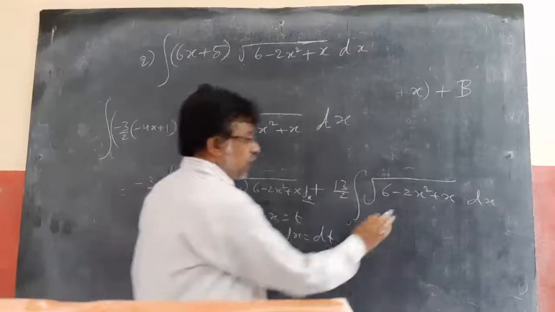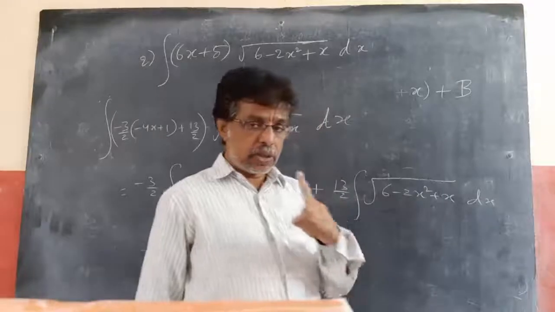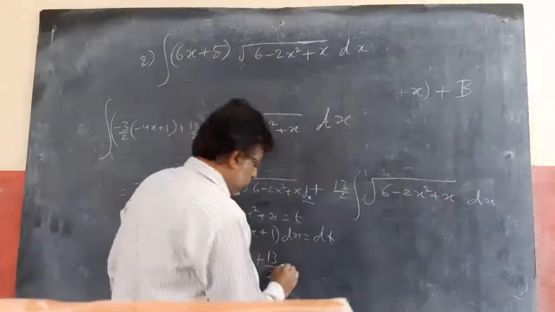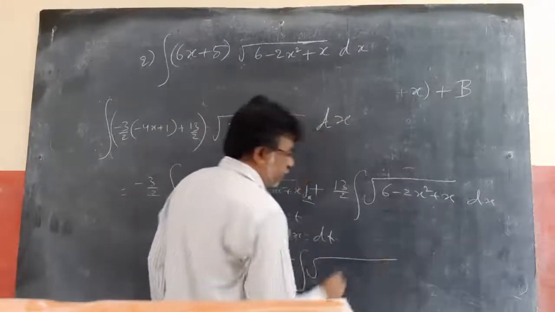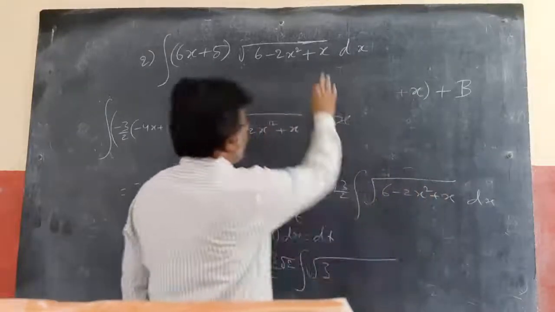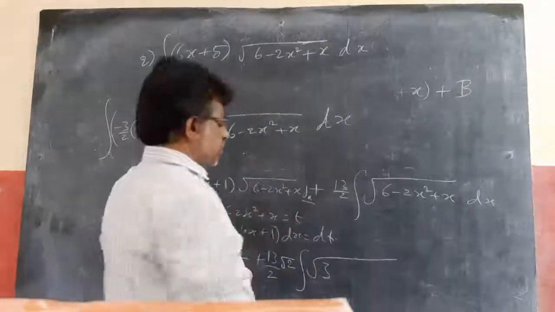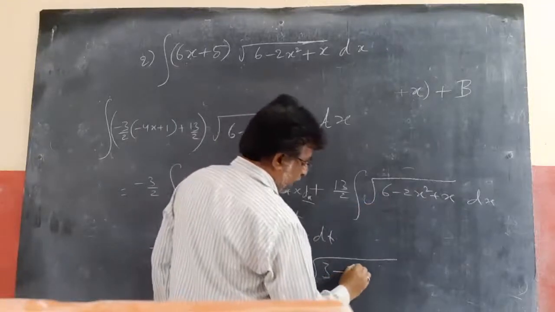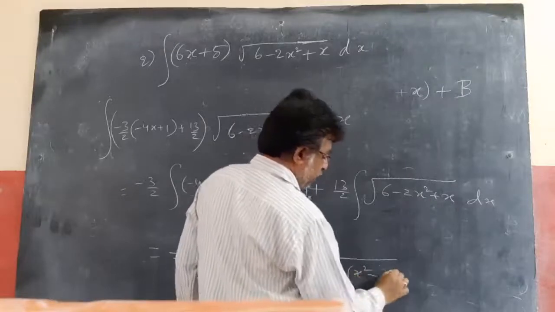Plus, the problem comes here: 13 by 2 into completing the square. For the completing square method, I told you the x square coefficient should always be 1. So take out this 2 outside, so it comes out of the root. 13 by 2 into root 2 into integral of root of, if I take 2 common, this becomes 3. This is the same sum I gave you as a completing square sum, a separate example I did. Observe that. By taking 2 common from 6 it becomes 3, and here minus of x square plus x by 2.